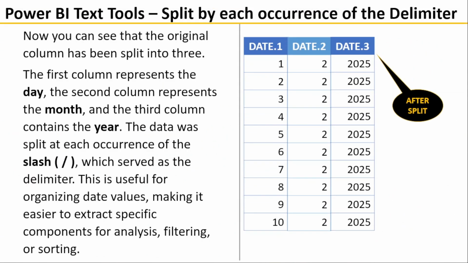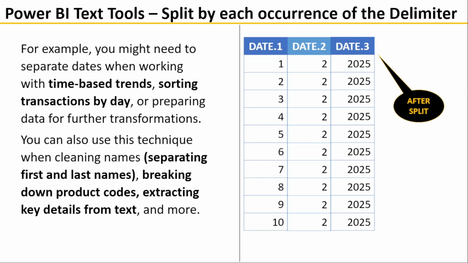Now you can see that the original column has been split into three. The first column represents the day, the second column represents the month, and the third column contains the year. The date was split at each occurrence of the slash, which served as the delimiter. This is useful for organizing date values, making it easier to extract specific components for analysis, filtering, or sorting.